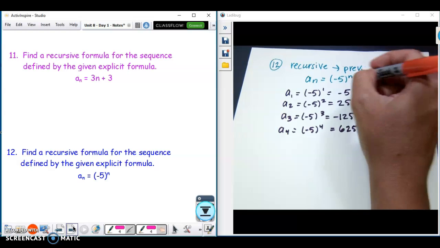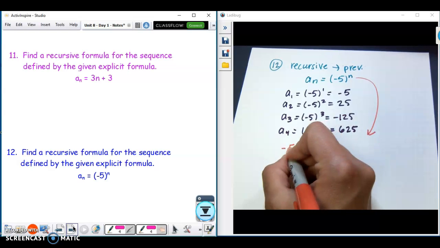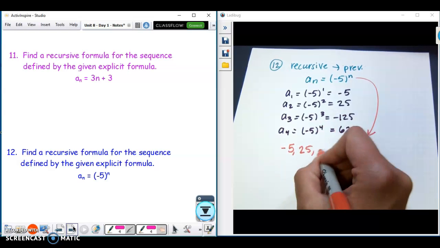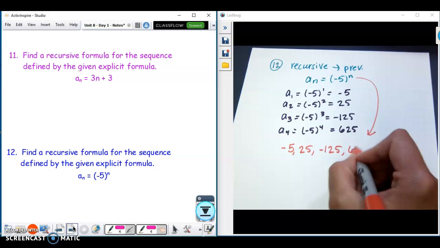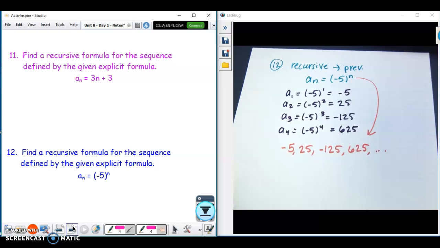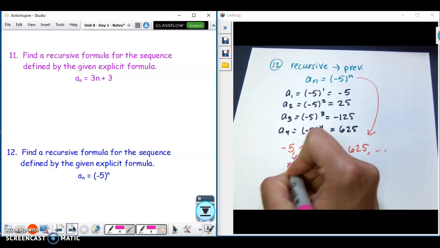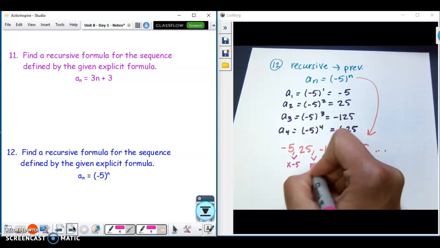So instead of having a formula, it's easier for me to see it if I have it written out as a sequence. So there's my first 4 terms of my sequence. So instead of writing an explicit formula, I'm going to write a recursive formula. So I need to figure out what's happening from term to term. So what we're doing here is we're multiplying by -5.